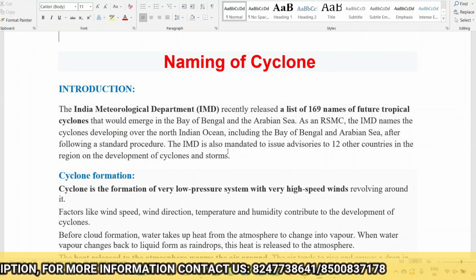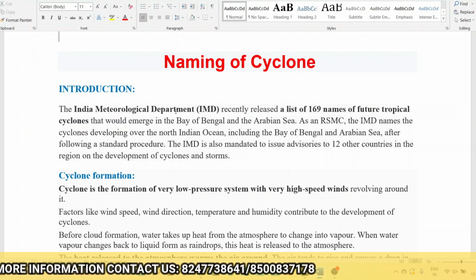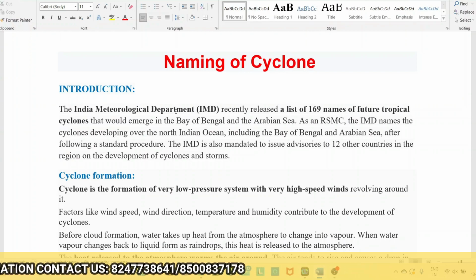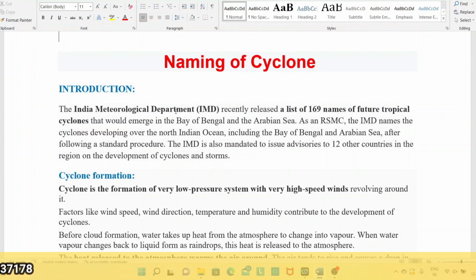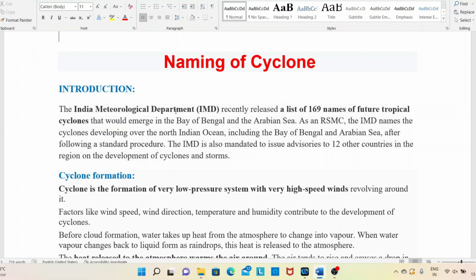This is the intro of naming of cyclones. That is, the Indian Meteorological Department decides the names of the cyclones, and it recently released 169 future tropical cyclone names which are emerging in the Bay of Bengal and the Arabian Sea.